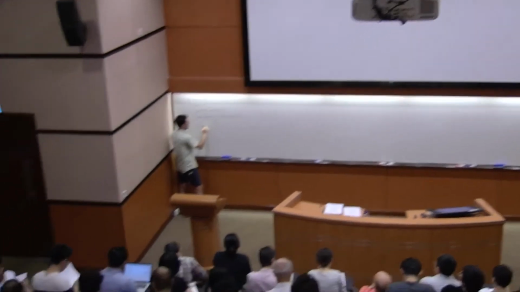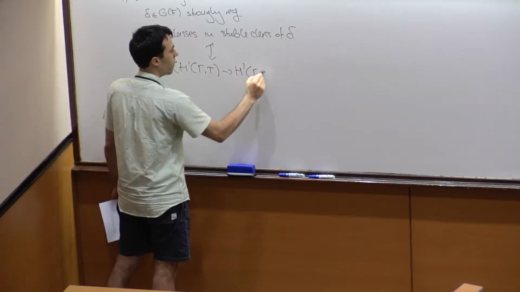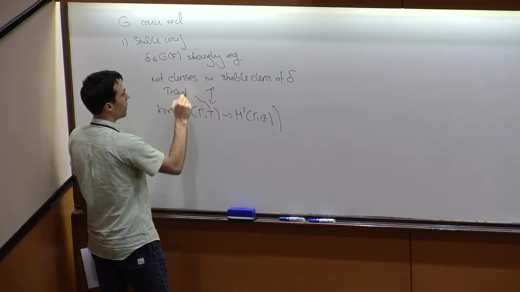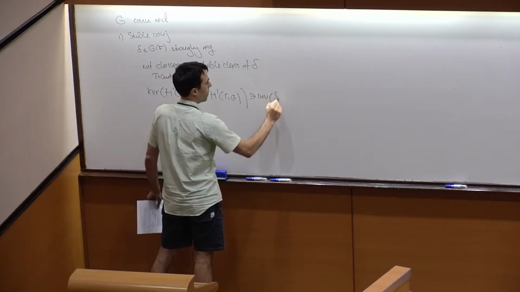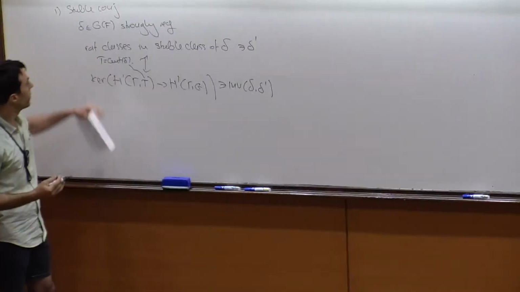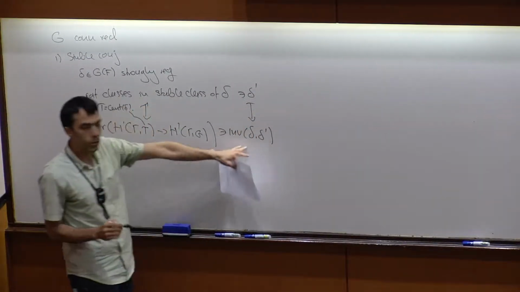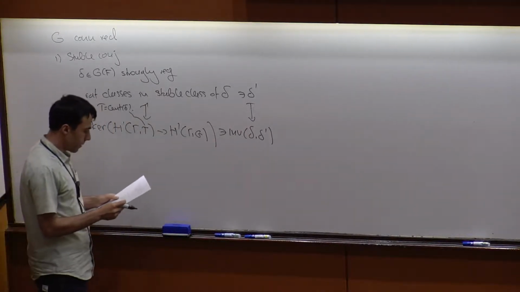That was in one-to-one correspondence with the kernel of the following map on Galois cohomology, where here T is the centralizer of delta. And this was this bijection here. So an element delta prime in here representing the corresponding rational class would be sent by this bijection to a cohomology class called the invariant of delta and delta prime that was explicitly defined last time.